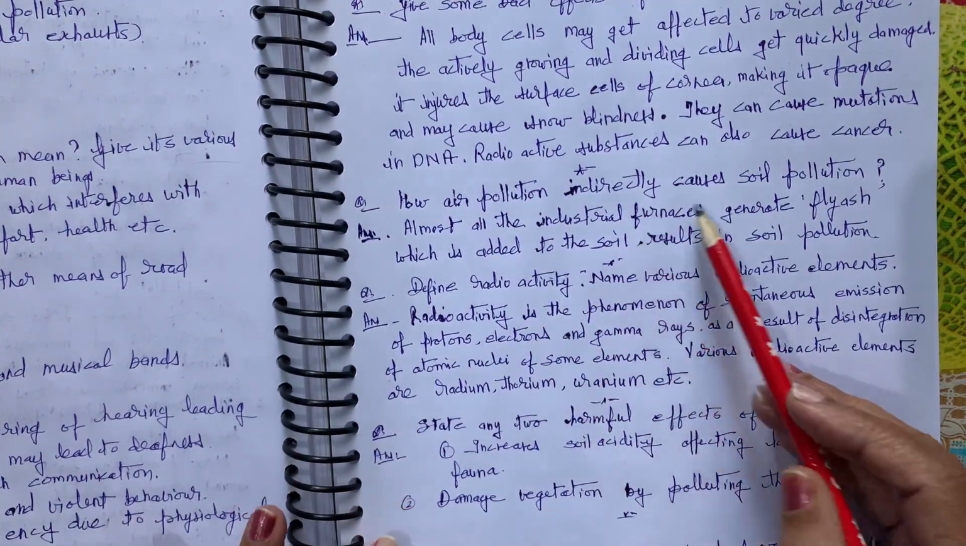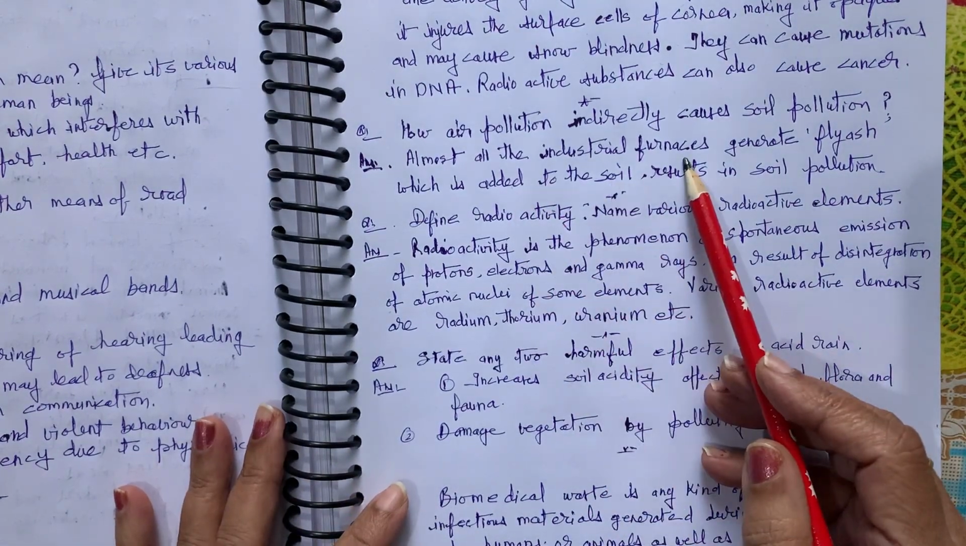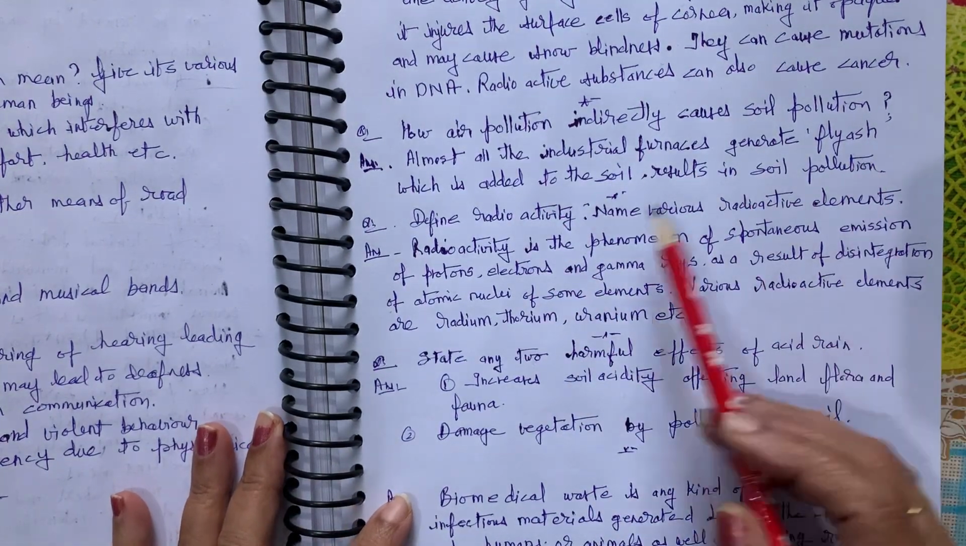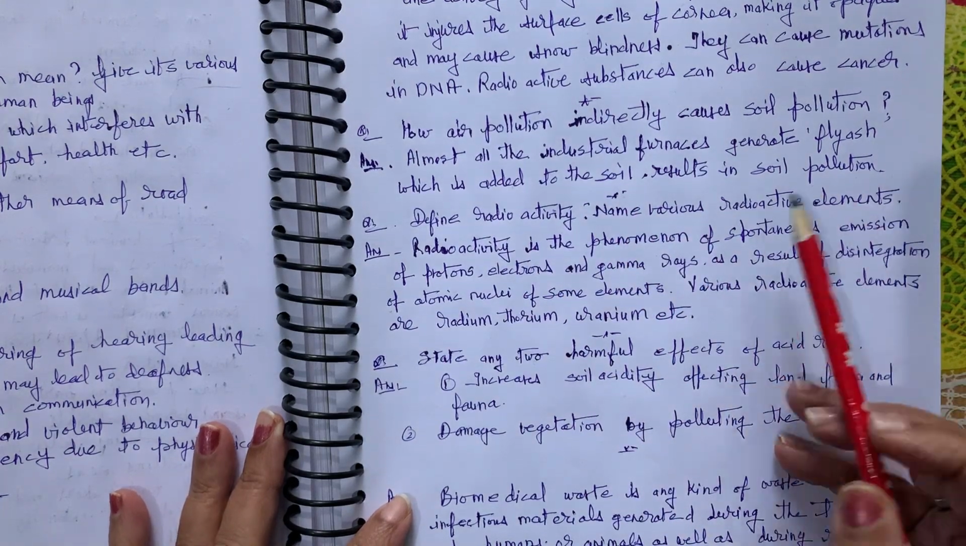How does air pollution indirectly cause soil pollution? Almost all the industrial furnaces generate fly ash, which is added to the soil and results in soil pollution.